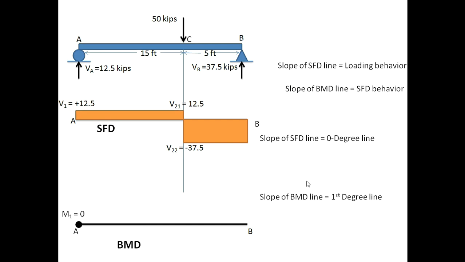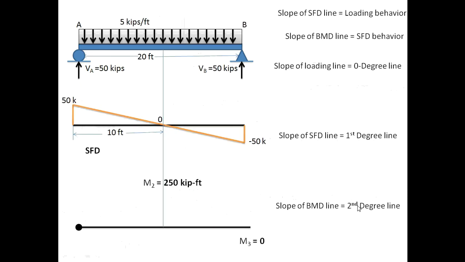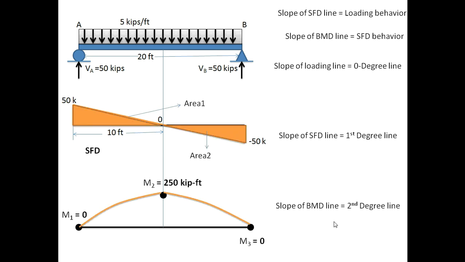And these are a few examples that you can see here. This is the 0 degree line. Here there is no loading acting, no UDL or UVL, so the SFD will be a 0 degree line and the BMD will be a first degree line. And in this case you can also see the load is acting over here, so it is a 0 degree line. The slope of the loading line is 0 degree, here the SFD slope is first degree, and here the BMD slope is second degree. You practice it further.